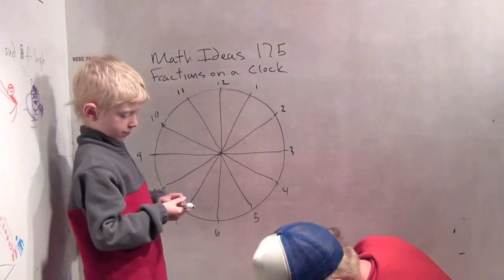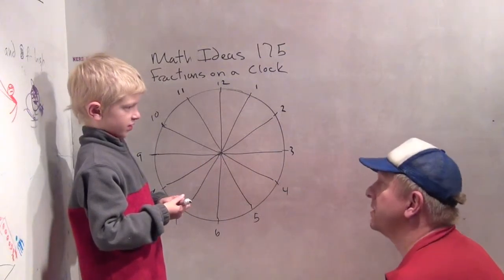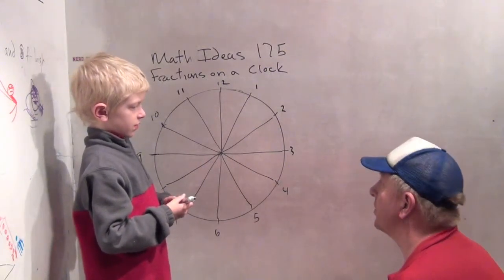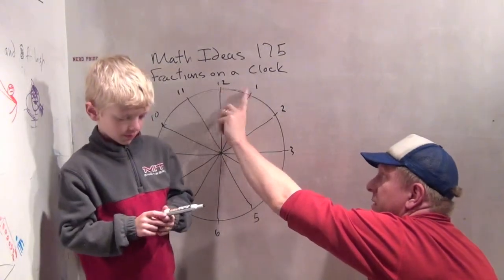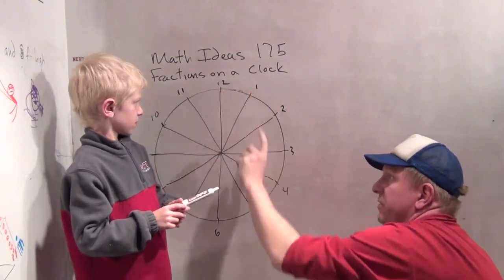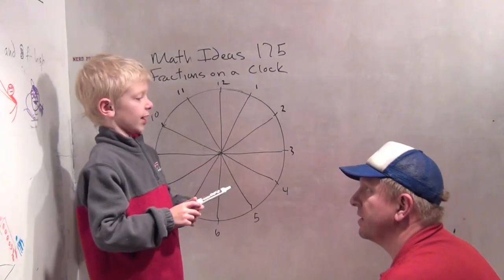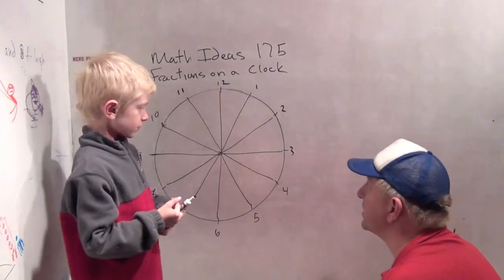How many minutes is that? 60? No, when the minute hand starts here at 12, sorry, then it moves over to 1. How many minutes is that? 5. 5, that's right. That's 5 minutes.